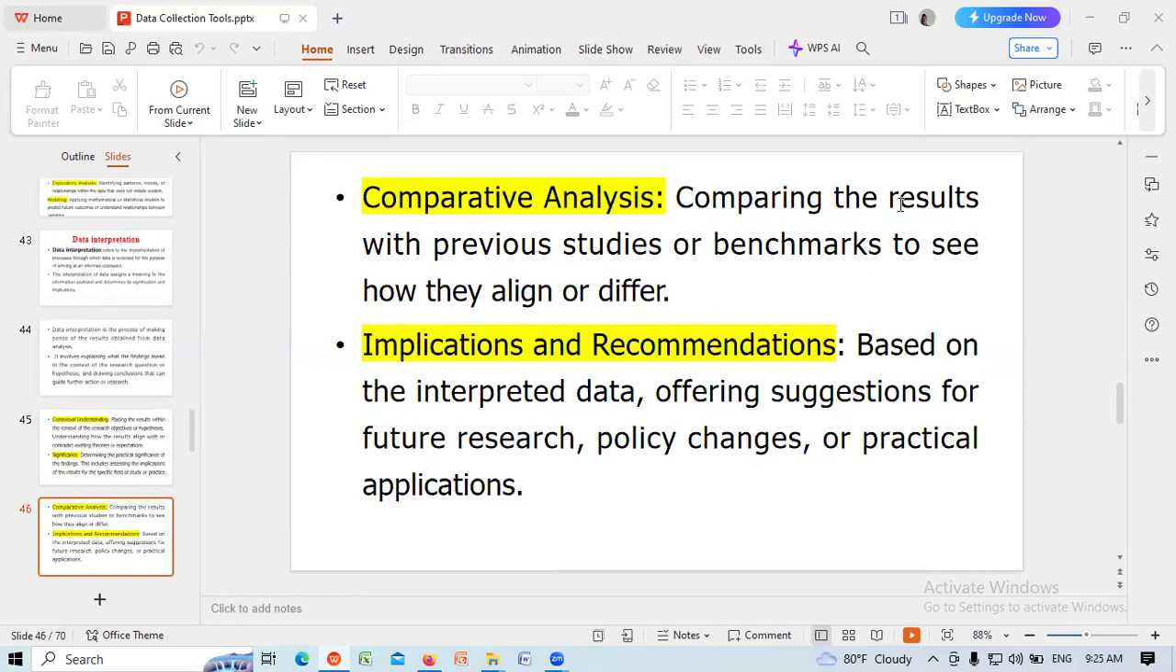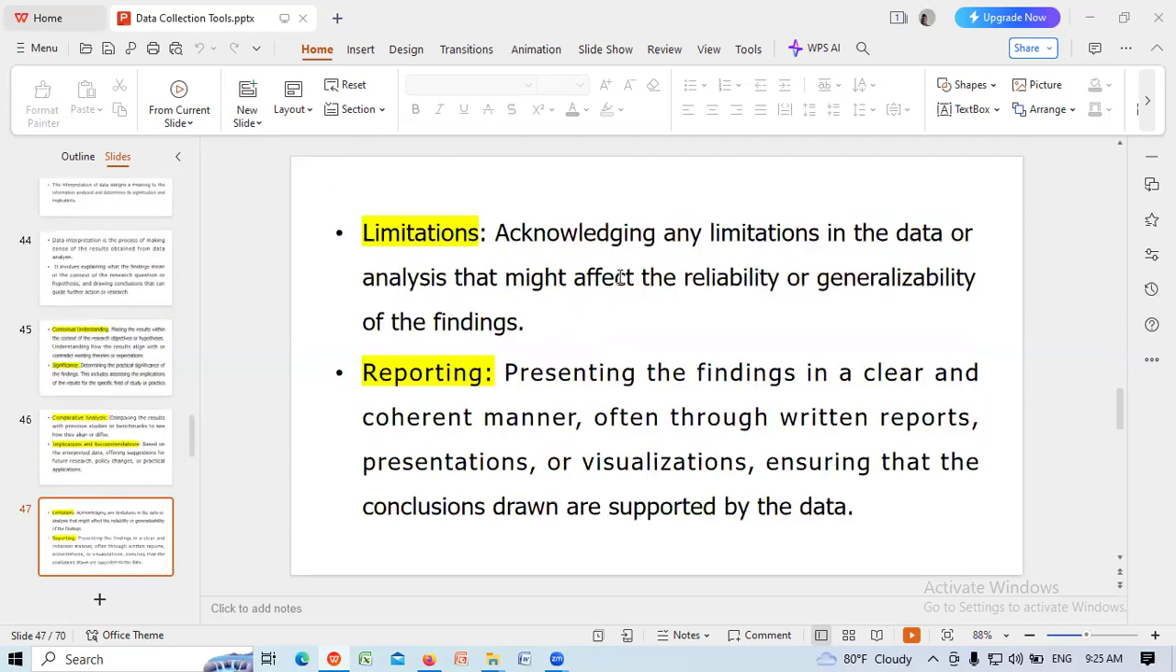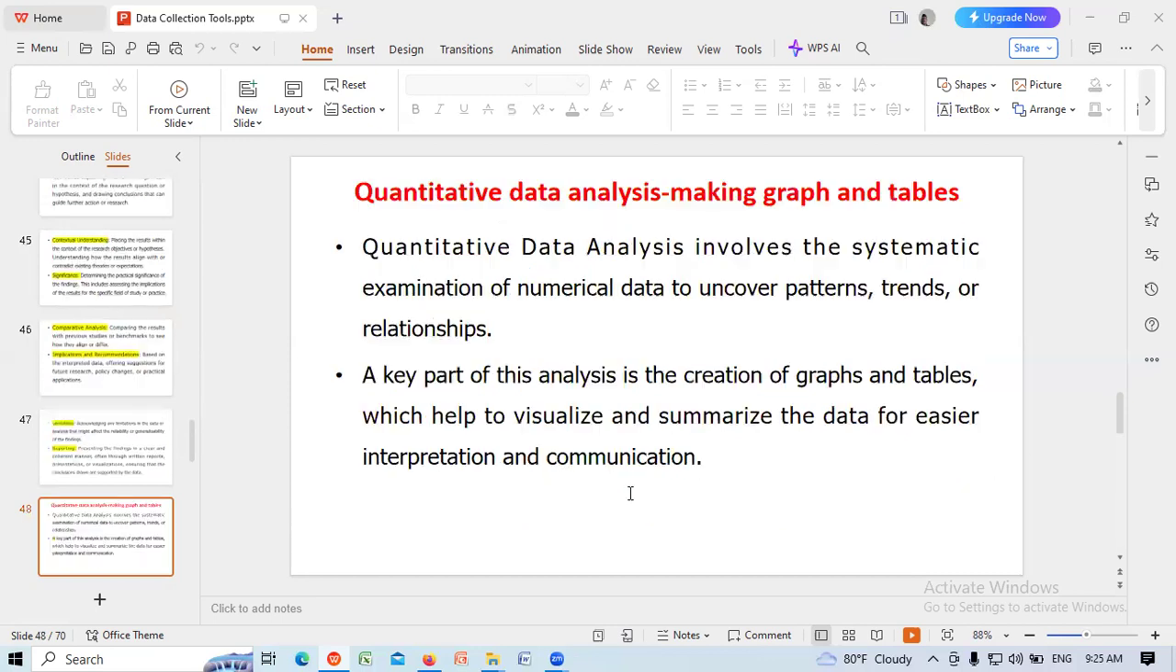Comparative analysis, comparing the results with the previous studies or benchmarks to see how they align or differ. Implication and recommendation, based on the interpreted data, offering suggestions for future research, policy change, or practical application. Limitation, acknowledging any limitation in the data or analysis that might affect the reliability or generalizability of the findings. Reporting, presenting the findings in a clear and coherent manner, often through written reports, presentations, or visualization, ensuring that the conclusions drawn are supported by the data.